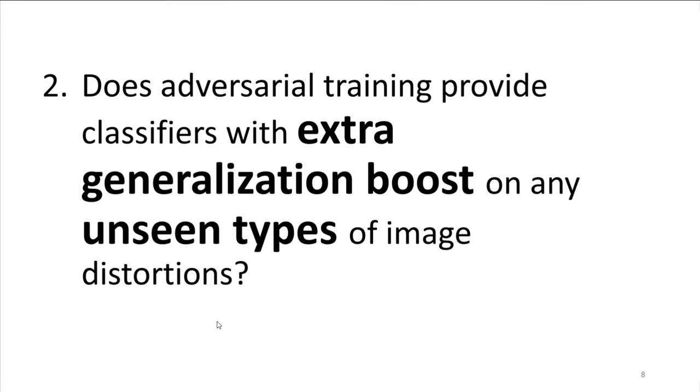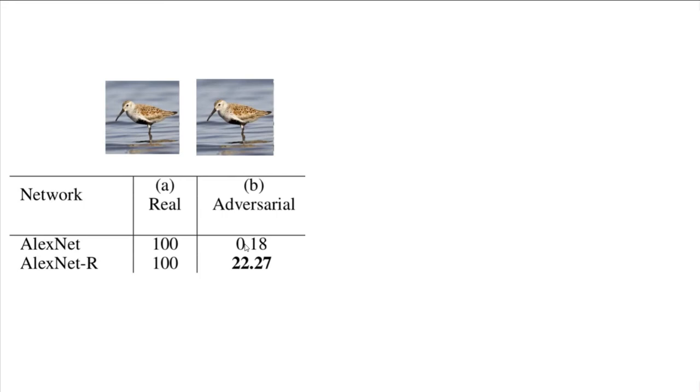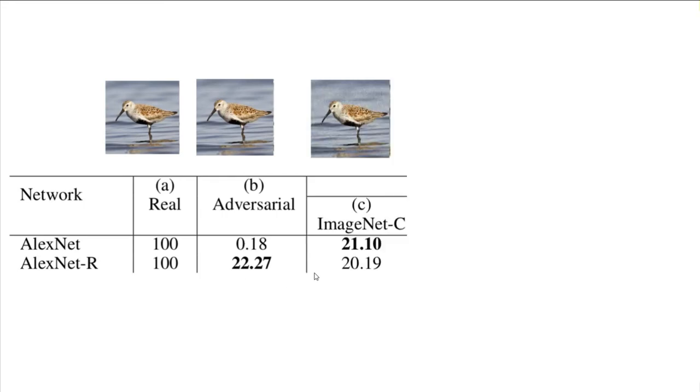The second question is, does adversarial training provide the classifier with extra generalization boosts on any unseen types of image distortions? To answer the question, we select some images that both networks can correctly classify and see how the networks perform under different types of distortion. For adversarial examples, the robust network is much better, as we expected. For 15 types of ImageNet-C distortions, the standard network is slightly better.